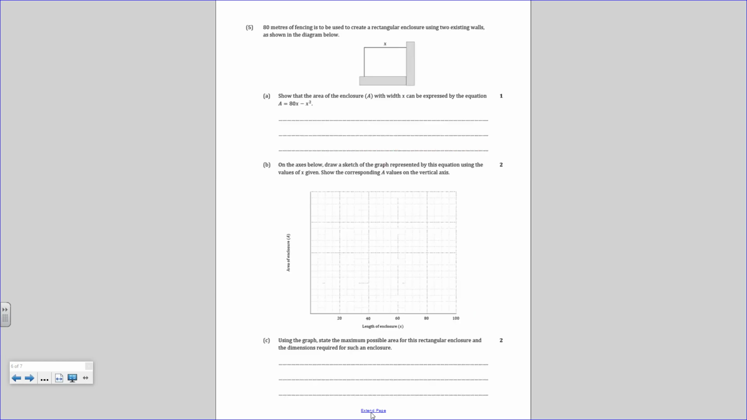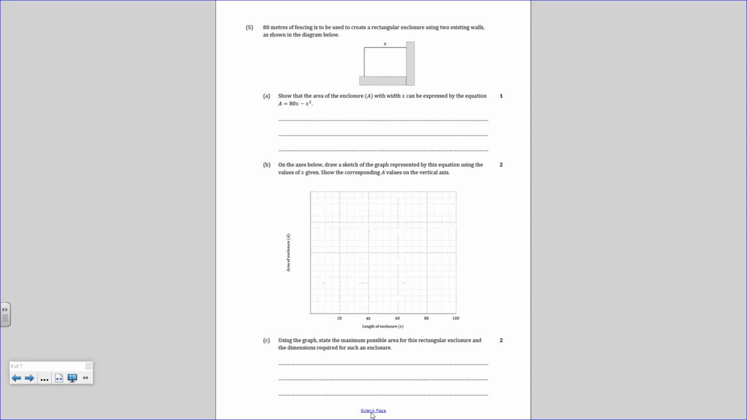Going into the next question, this is on nonlinear relationships. And the first one was a bit tricky, but what it comes down to is algebra, which is still in the course, so you should still be able to do it. So we're told we have 80 meters of fencing to be used to create a rectangular enclosure using two existing walls as shown in the diagram below.